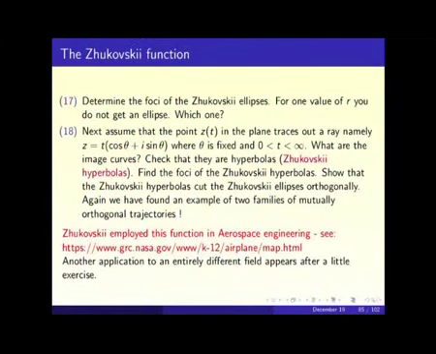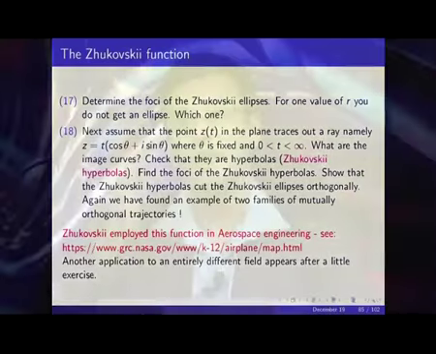Show that the Zukowski hyperbolas cut the Zukowski ellipses orthogonally. Again, we have found an orthogonal system of curves. We have found two families of curves, a family of ellipses and a family of hyperbolas. Every ellipse will cut every hyperbola orthogonally. We have a pair of orthogonal trajectories.